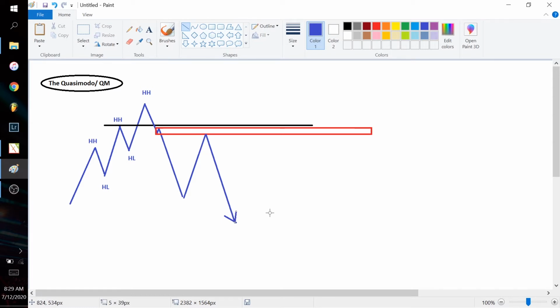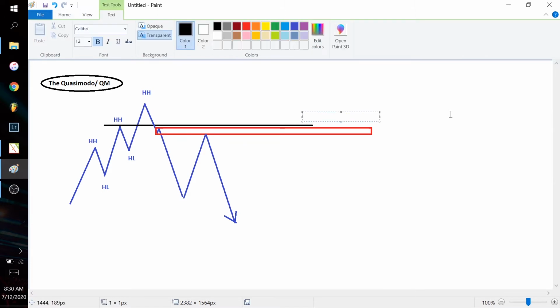Okay, so that is the fundamental of the Quasimodo, and usually you call this exact level the Quasimodo level, or you can call it the QML for short.